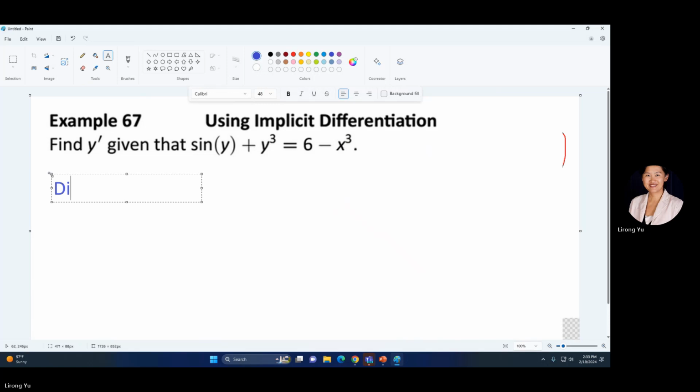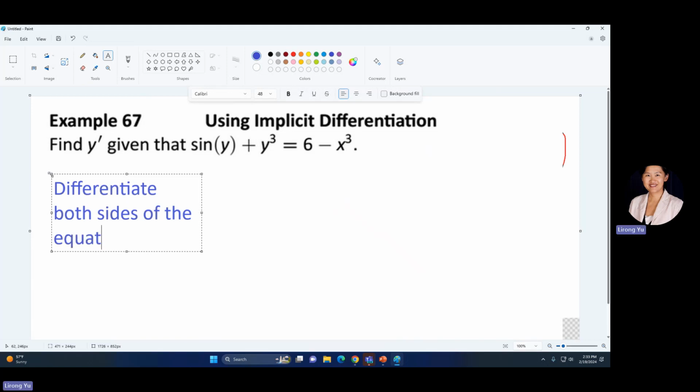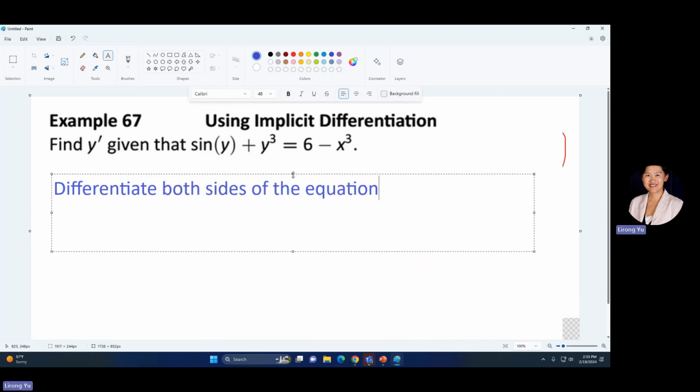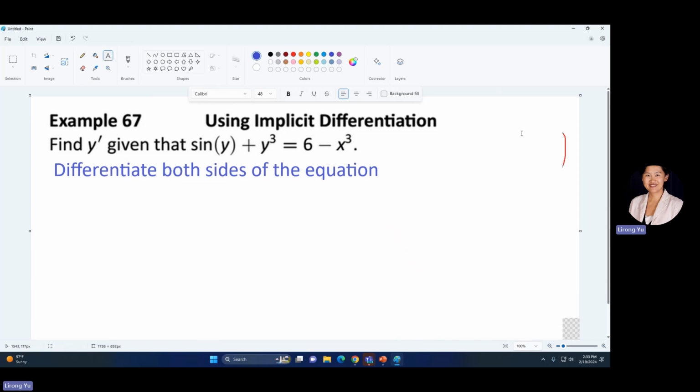So say, differentiate, it's a verb, differentiate both sides of the equation. The equation provides a relation between x and y, and therefore it is an implicitly defined relation between x and y. So we would differentiate the left side and the right side of the equation. Obviously, the right side is easier because x is the independent variable. The derivative of 6 is 0.